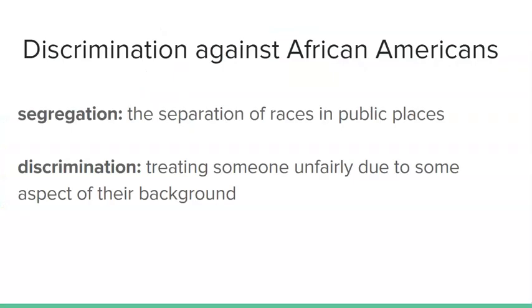We need a couple of definitions here. The first one is segregation, and segregation is the separation of races in public places. So it's basically saying whites and blacks cannot share the same public places. That is segregation, the separation. Discrimination is treating someone unfairly due to some aspect of their background, treating them unfairly because of their gender or age or race or skin color or the country that they came from or their sexual orientation or their religion.